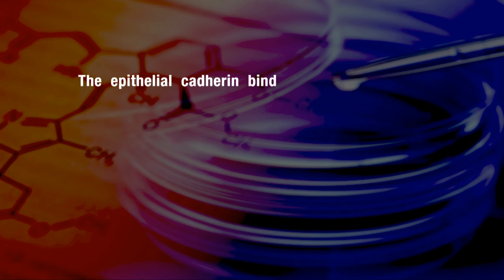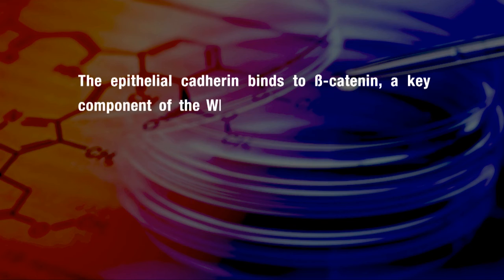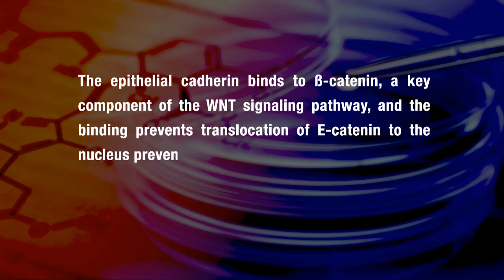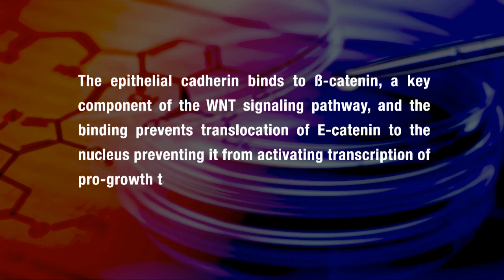The epithelial cadherin binds to beta-catenin, which is a key component of the WNT signaling pathway, and the binding prevents translocation of beta-catenin to the nucleus, preventing it from activating transcription of pro-growth target genes.